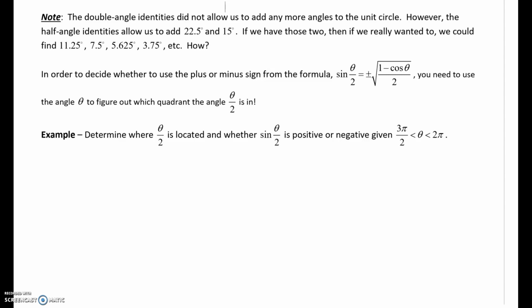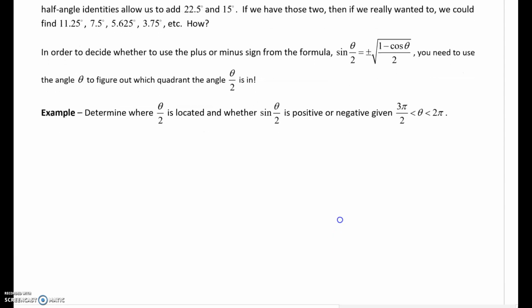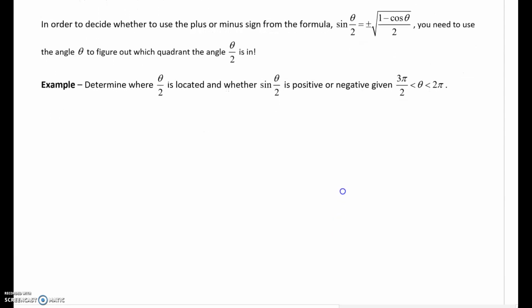So, in order to decide whether to use plus or minus from the formula, you need to use the angle to figure out which quadrant the half angle is in. So this first example says determine where theta over 2 is located and whether sine of theta over 2 is positive or negative, given that your original angle is between 3 pi over 2 and 2 pi.